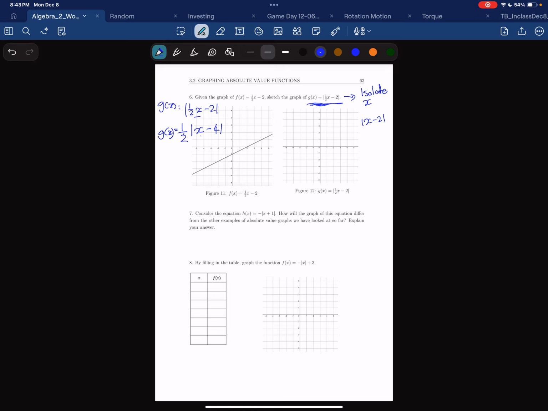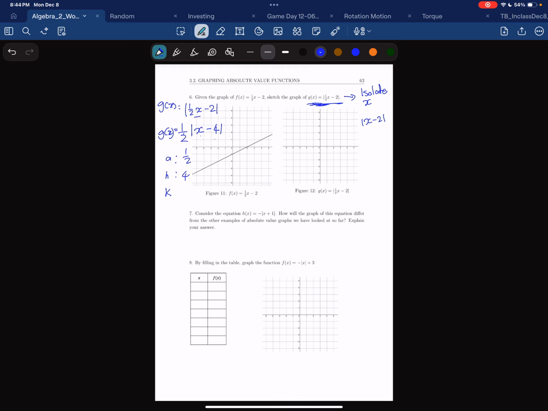So now I have it in this form. What's my A, what's my H, and what's my K? My A in this case is 1 over 2. All right. So I rise 1 and run 2. And my H is positive 4. So A is 1 over 2, H is positive 4.